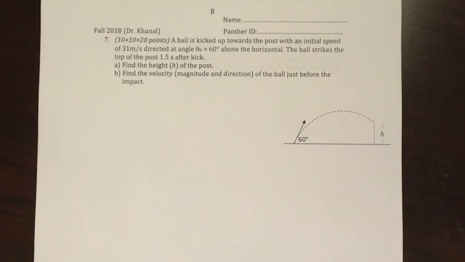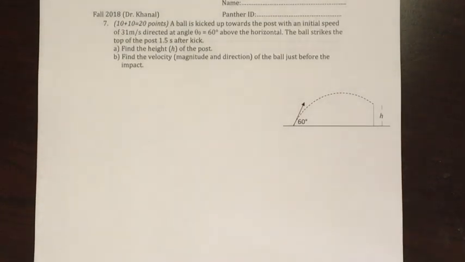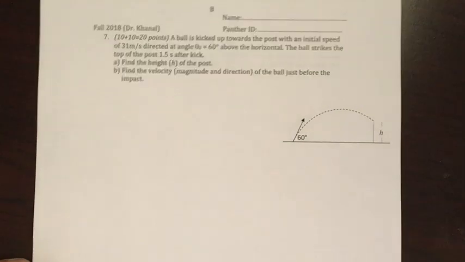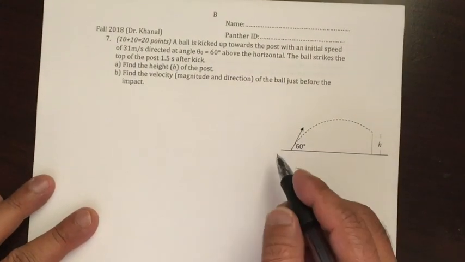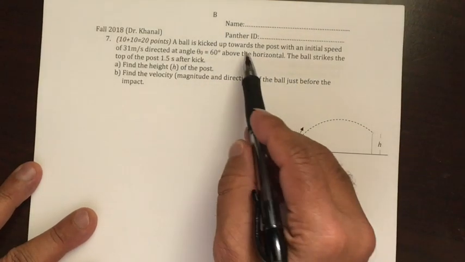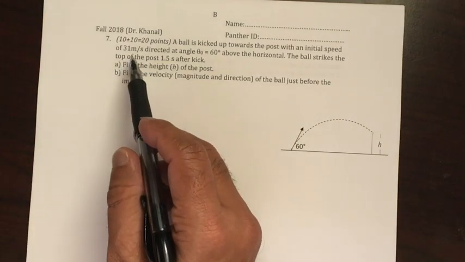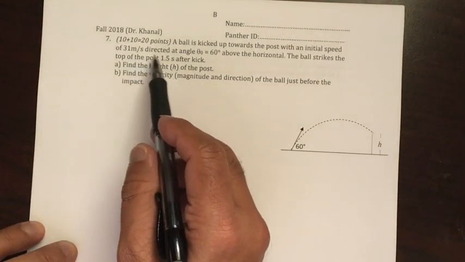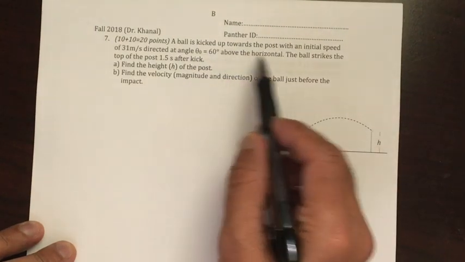This one is a simple question. I believe this is only a 1-star problem, not even 2-star. I hope many of you have done this question right, but let me do it for you anyway. A ball is kicked up towards the post, with an initial speed of 31 meter per second, directed at an angle of theta equals 60 degrees above the horizontal.